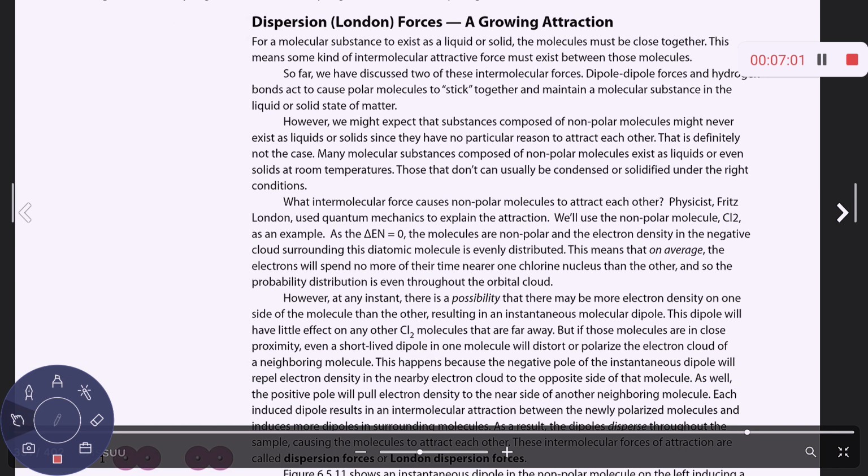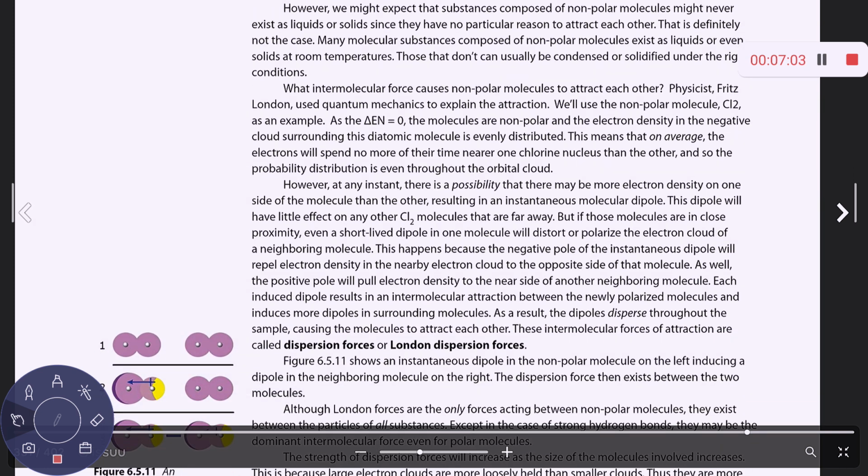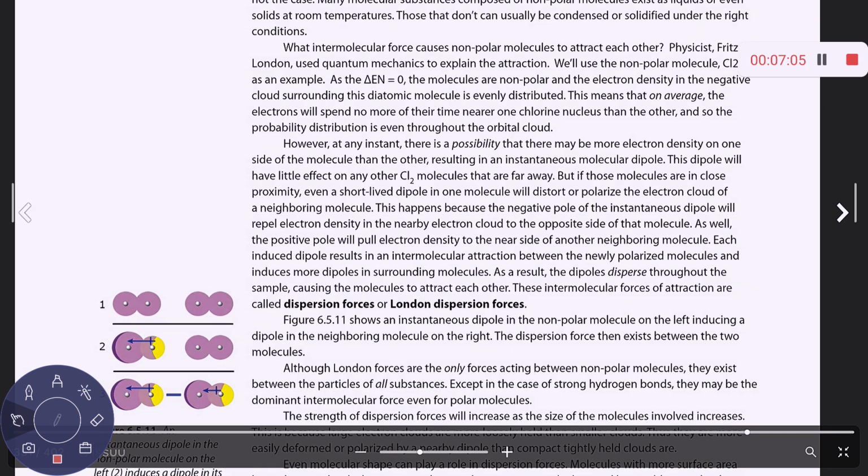So those could be things like the electron density of a molecule, how easily you can distort or polarize it. It also could be affected by the molar mass of something. So here, let's highlight, let's see, electron density. Okay.